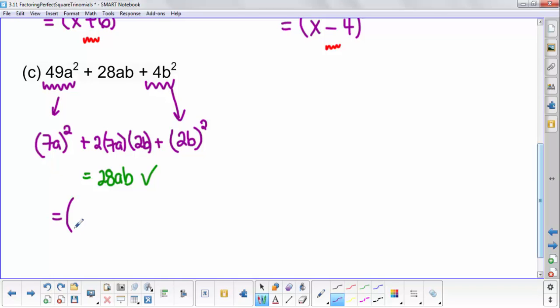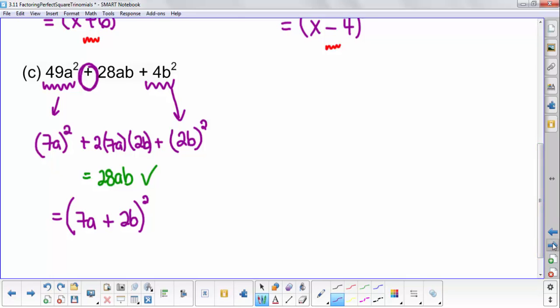So to factor, we take the square root of the first term, the square root of the last term, and the sign comes from the middle. So I know that this will be plus. And then don't forget the little squared on the end. So that's basically how you verify that something's a perfect square trinomial, and then how to factor it.